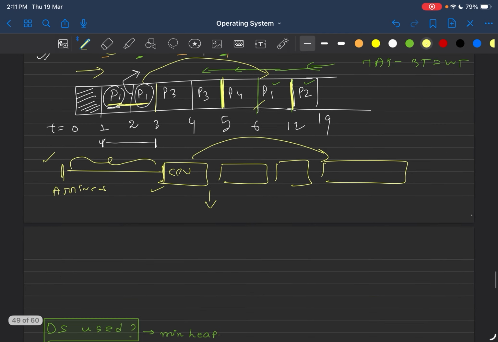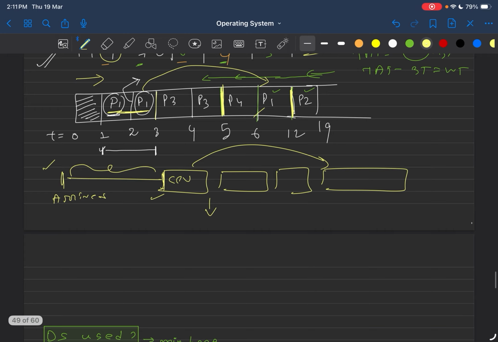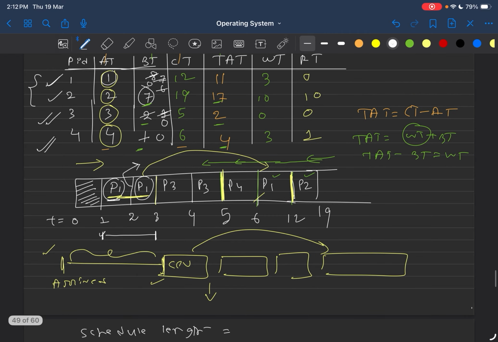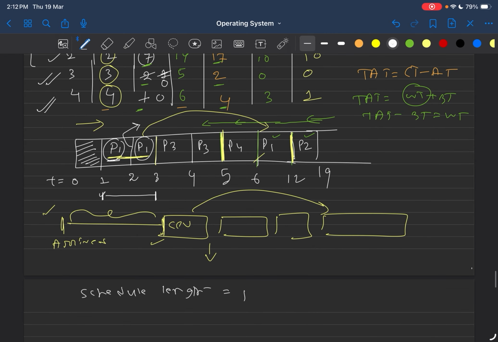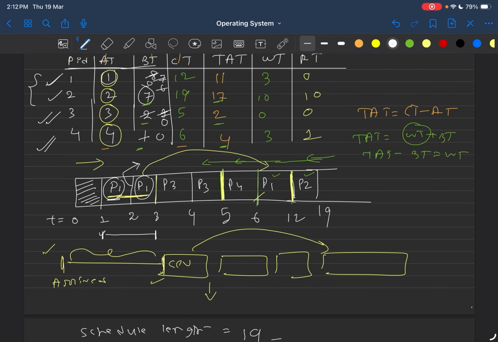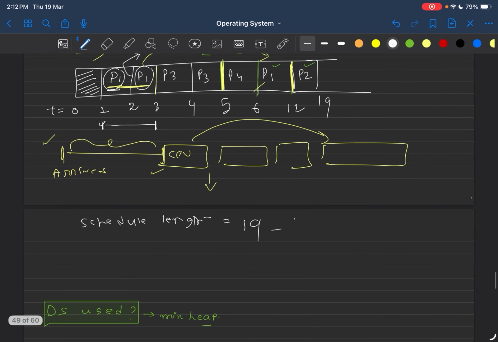Okay. So now let me calculate the schedule length. What is schedule length? Schedule length will be the maximum of completion time across all the processes, that is 19, minus the minimum of arrival time across all the processes. So across all the processes, what is the minimum arrival time? That is 1. So 19 minus 1 is 18.